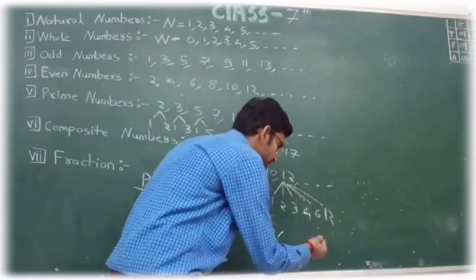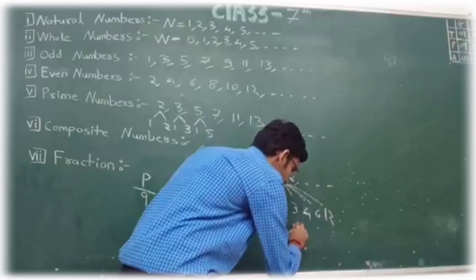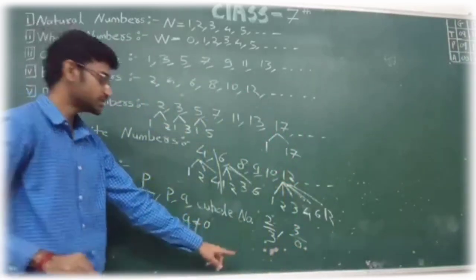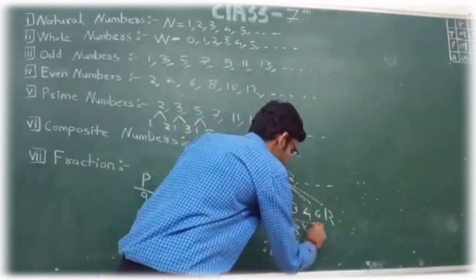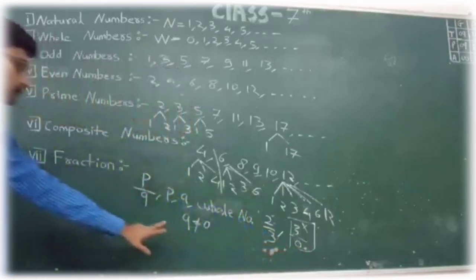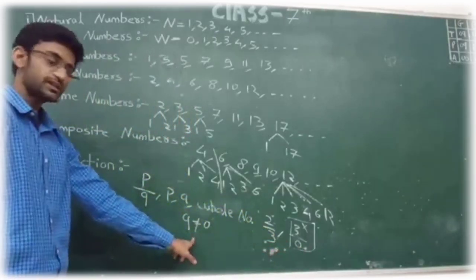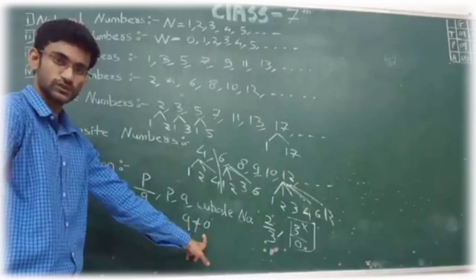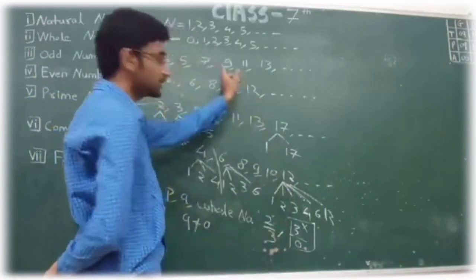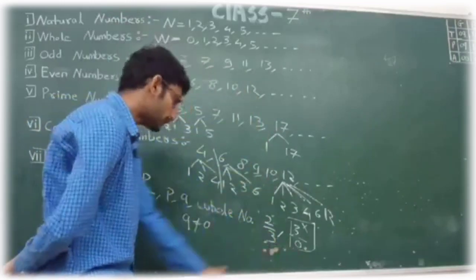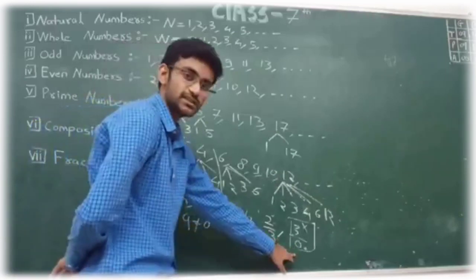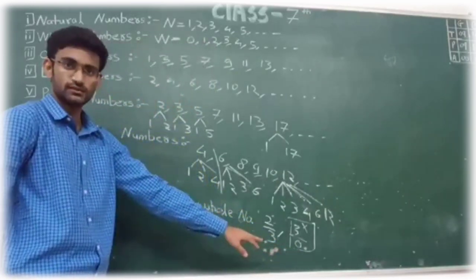Let me give another example. Let's say 3 by 0. Is it a fraction or not? No, it is not a fraction. Why is it not a fraction? Because here the denominator is 0, and if you closely see the definition of fraction, it says that q should not be equal to 0. But here it is 0. 3 is a whole number and 0 is also a whole number, but the denominator should not be equal to 0, and here the denominator is 0. That is why it is not a fraction.